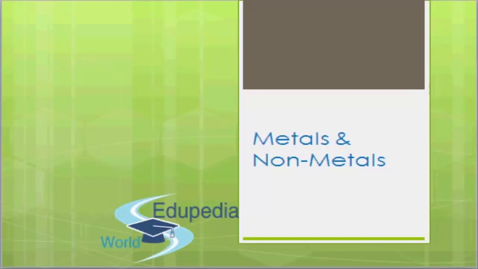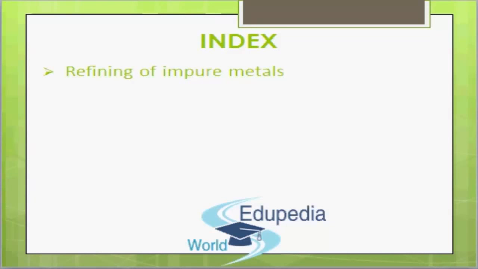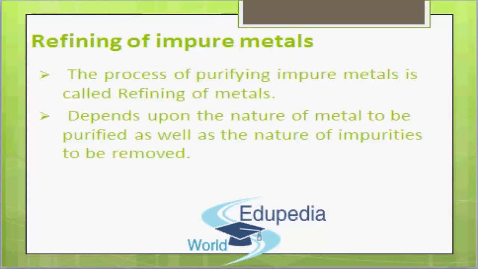In today's lecture, we will discuss refining of impure metals. The metals extracted by the reduction operations contain some impurities such as carbon, silicon, phosphorus, other metals, dissolved oxides, sulfides, etc. So, the impure metals require refining. The process of purifying impure metals is called refining of metals.